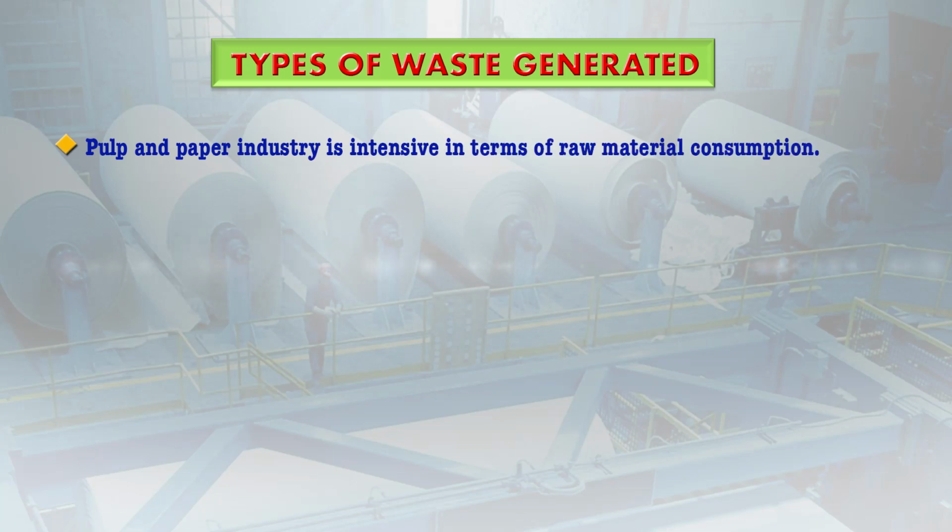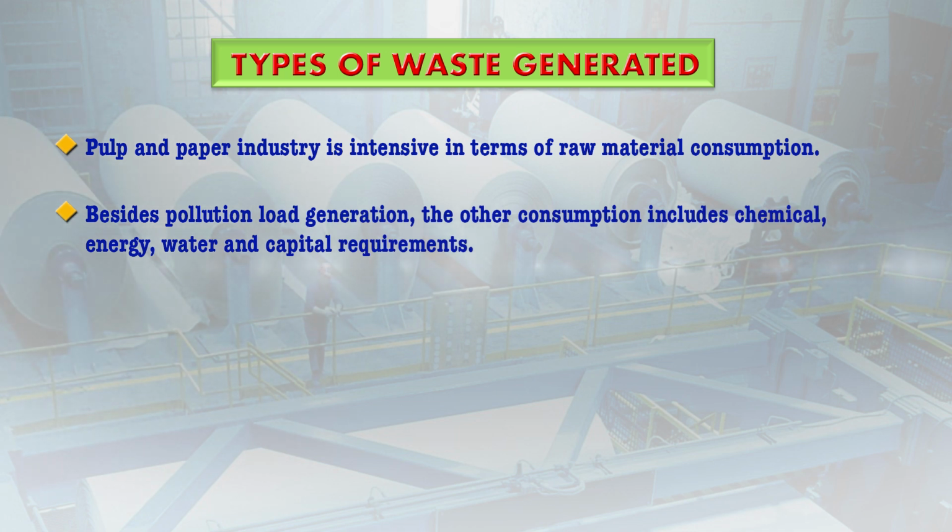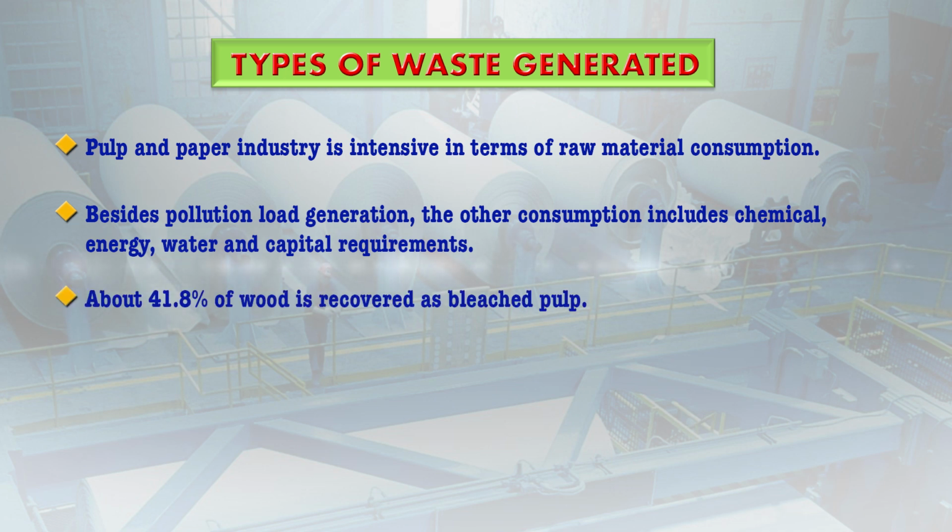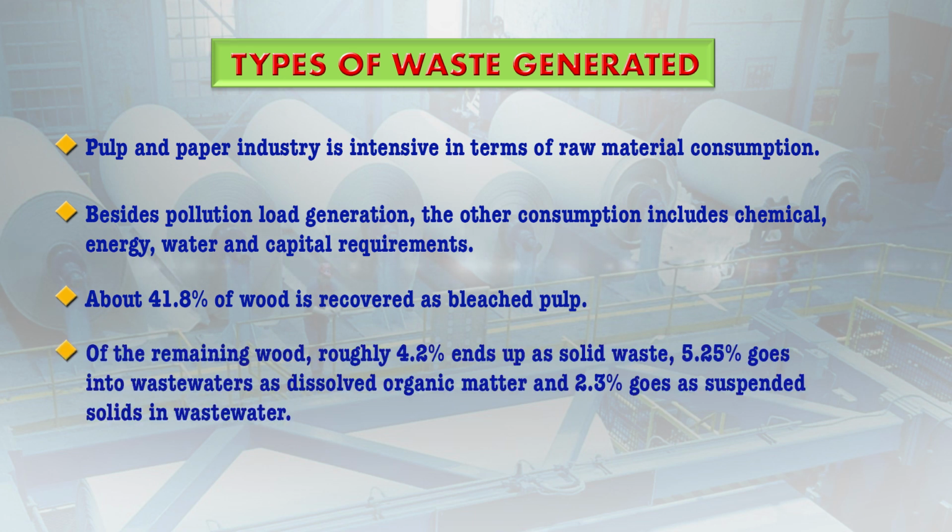Now let us go on to the types of waste that are generated in this industry. Paper and pulp is intensive in terms of raw material consumption, and besides the pollution load generation, the other consumption includes chemical energy, water and also the capital requirements. About 41.8% of the wood is recovered as a bleached pulp, and of the remaining wood, roughly 4.2% ends up as solid waste, 5% or so goes into the wastewaters as dissolved organic matter, and 2.3% goes as suspended solids in the wastewater.